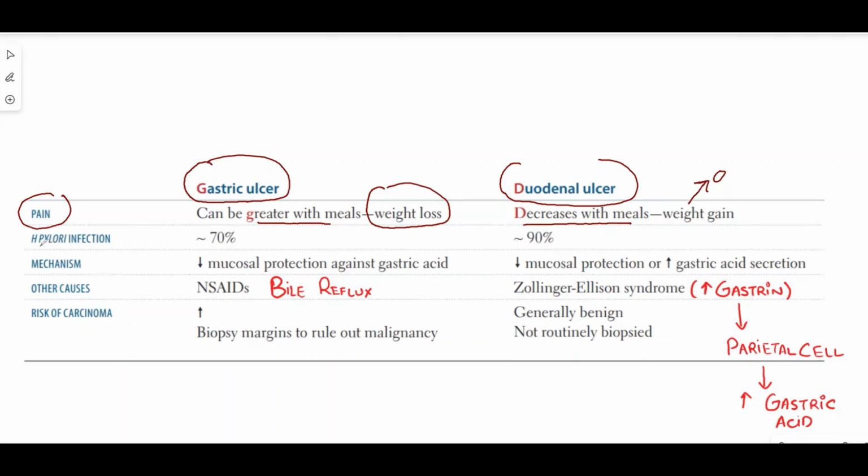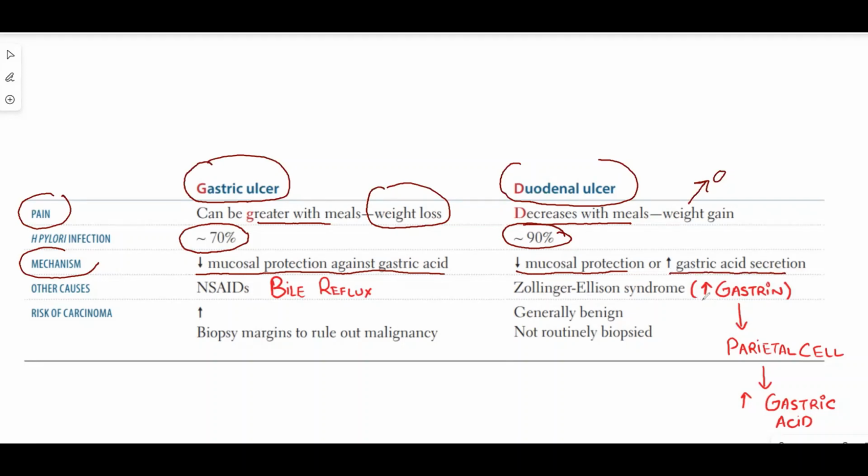In case of H. pylori infection, 70% of cases of the gastric ulcer are associated with H. pylori infection, while for the duodenal ulcer it is 90%. The mechanism of the gastric ulcer is basically decreased mucosal protection against the gastric acid, while the duodenal ulcer is decreased mucosal protection plus or maybe increased gastric acid secretion.